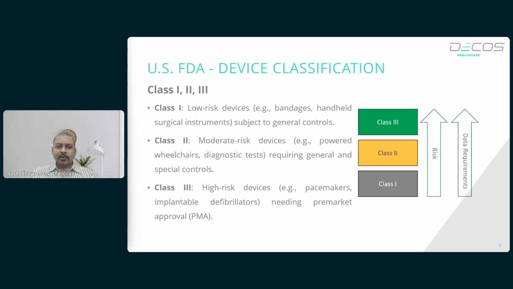Class 2 are moderate-risk devices, where the devices in this category require additional controls, including performance standards and post-market reporting. A 510(k) submission is typically required, where manufacturers must demonstrate substantial equivalence to a similar device already on the market. Some examples include powered wheelchairs and diagnostic tests. Class 3 are high-risk devices. These are life-sustaining and life-supporting devices, such as pacemakers, that require the most stringent review. Class 3 devices undergo a rigorous pre-market approval process, which involves extensive safety and effectiveness data.